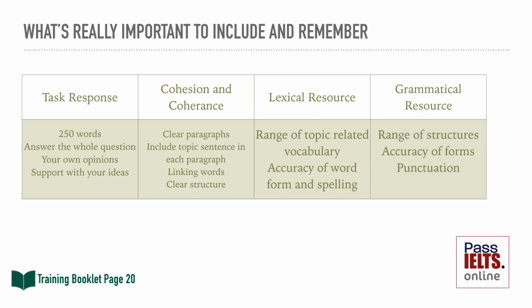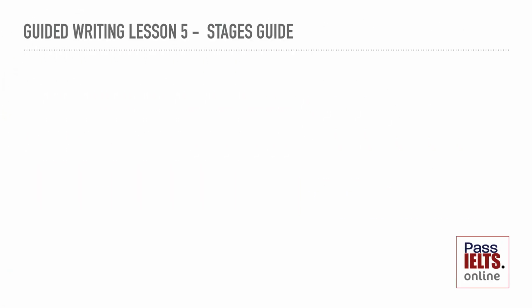And lastly, we're going to look at grammar. So again, they're looking for a good range of structures, grammatical structures. That means they want to see some longer sentences, including subordinate clauses. And you have to make sure that your writing is as accurate as possible. And you should also be aware of punctuation.